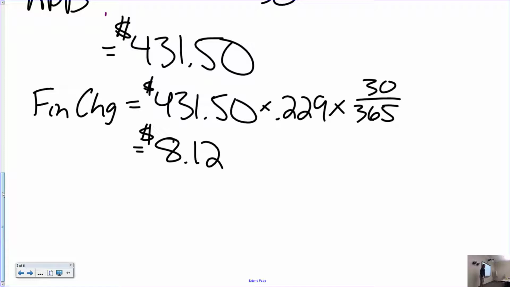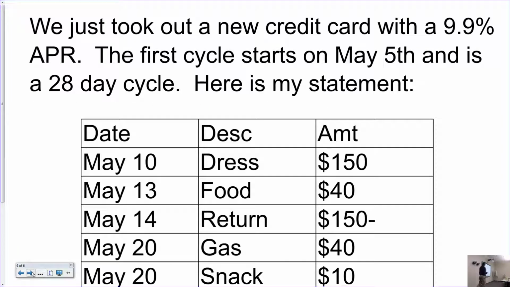Again, a very real world example right here. That's why it's a really good one. So, probably a test question. This is usually the very first question: calculate the average daily balance, and the extra credit is find the finance charge.